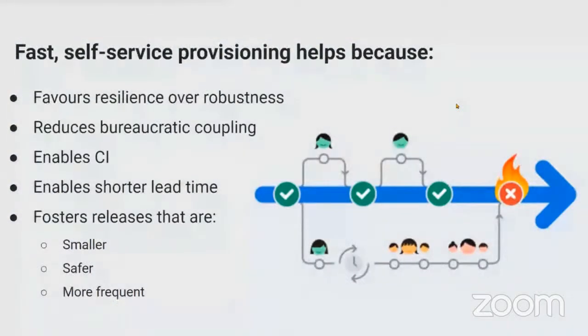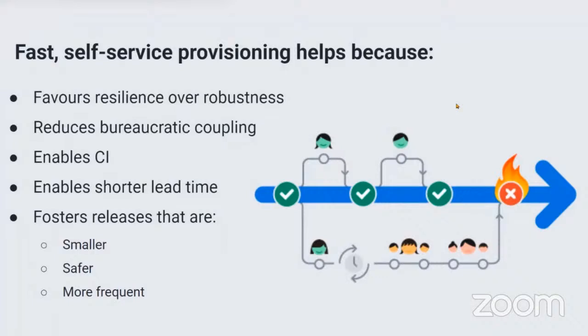So fast self-service provisioning helps for a whole bunch of reasons I've just mentioned. It favors resilience over robustness. We're anticipating that stuff is going to go wrong, but when it does go wrong, it only affects one person, and that one person has learned a thing or two about not breaking stuff. It reduces all the bureaucratic coupling, both in terms of asking for environments and getting approval for them, and also in terms of just managing all the different people working on that shared environment together.